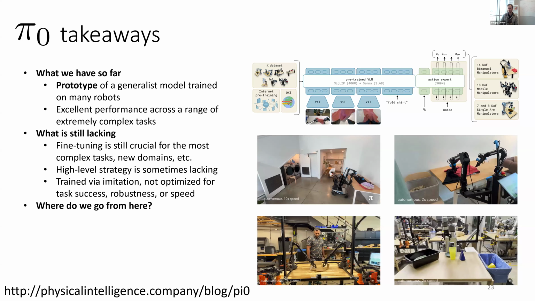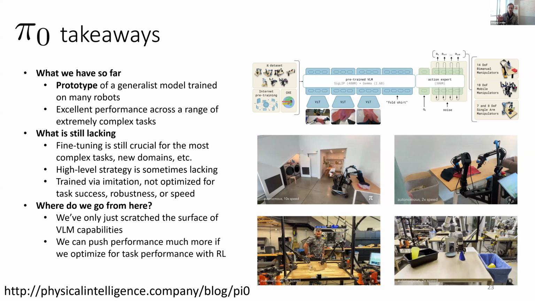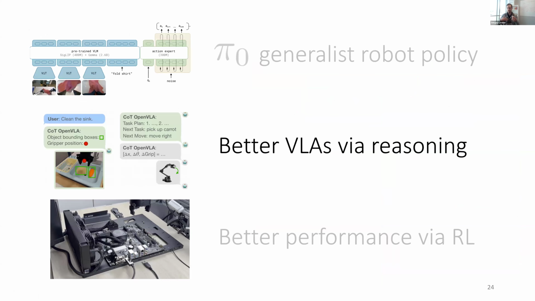So where do we go from here? Well, I think we've really only scratched the surface of VLM capabilities, and we can push the performance much more if we can do things like optimize for task performance with RL, or take into account long horizon strategy with some kind of sequential reasoning process. And those are the things that I want to talk about next. So in the last two sections of this talk, I'll describe things that are much more on the frontier that I think we'll see a lot more of in the future with VLAs, but for now are at the cutting edge of research. I'll start by talking about high-level reasoning, and then I'll also discuss RL.